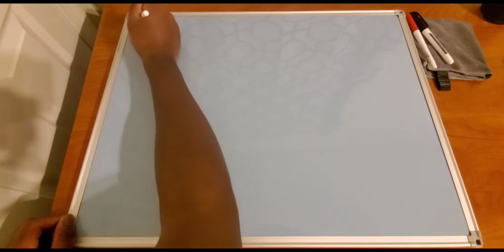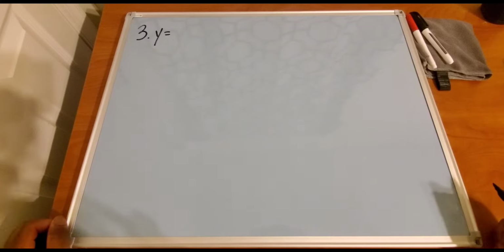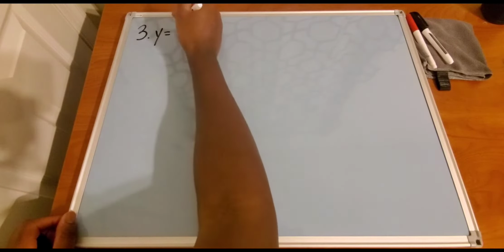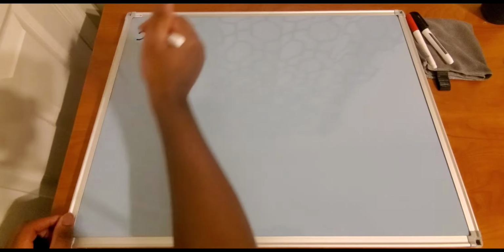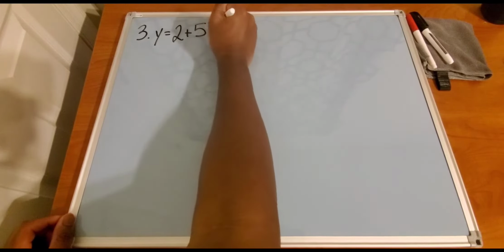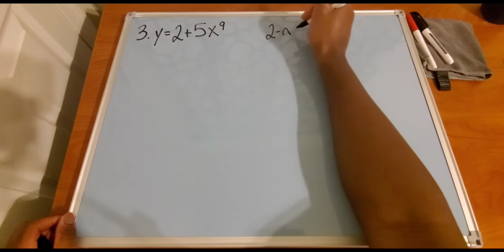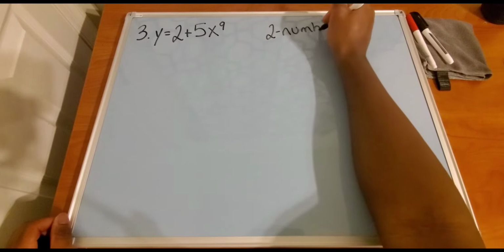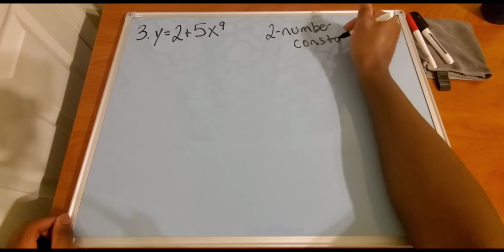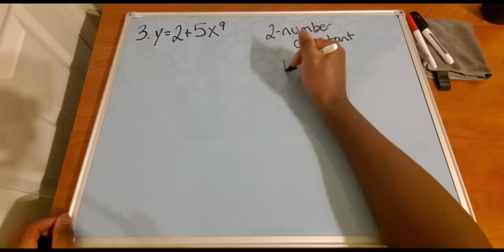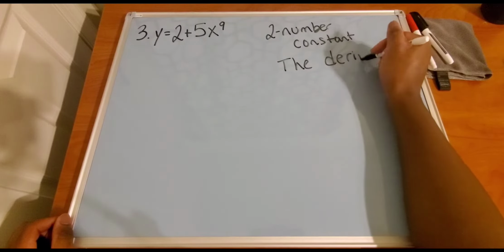Question number 3 is y is equal to 2 plus 5x to the 9th. So this is a pretty good opportunity here. 2 is a number, and we like to call those numbers in math constants. And we know that the derivative of a constant is 0.